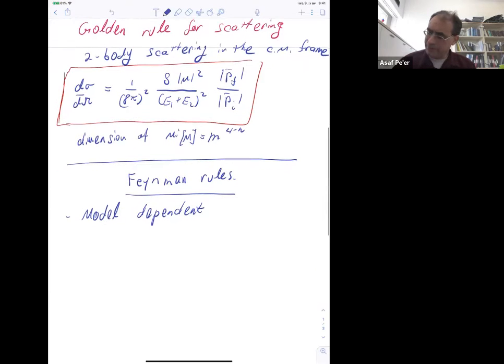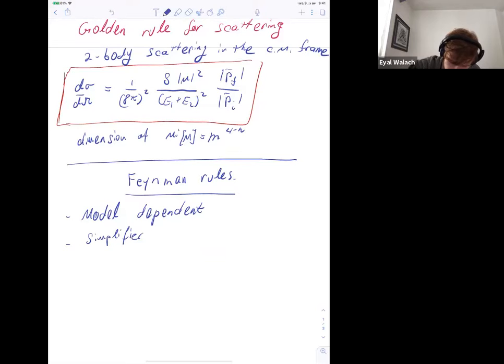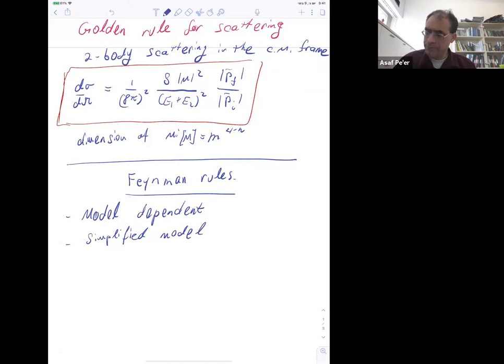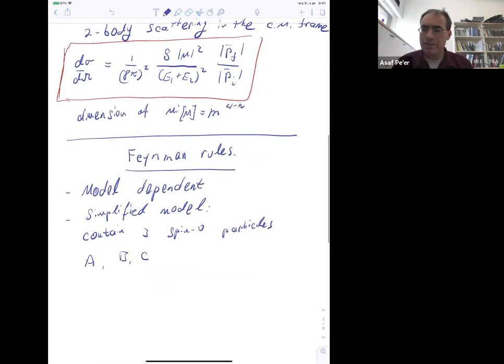Okay, so here we have a simplified model. Our model is the simplest I can think of that contains 3 spinless particles, 3 spin 0 particles, which we call A, B, and C. A is the massive one, so it can decay into B and C.